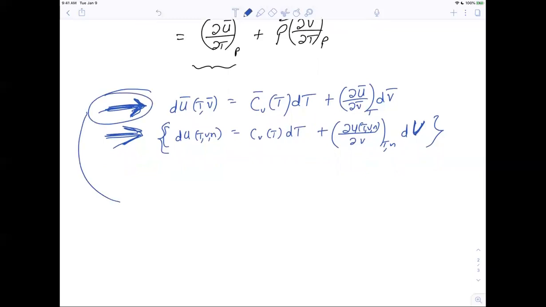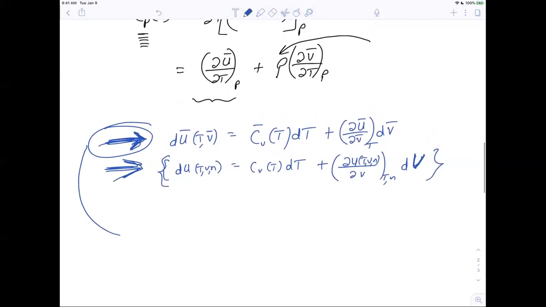Okay. What I need here is the partial of u bar with respect to T at constant pressure. In this total differential, I don't have pressure at all because the way we set up this dependence of u on independent variables was as T and v, or T and v bar. But I need to have a partial derivative of u with respect to temperature at constant pressure. Somehow we need to think about pressure in this.